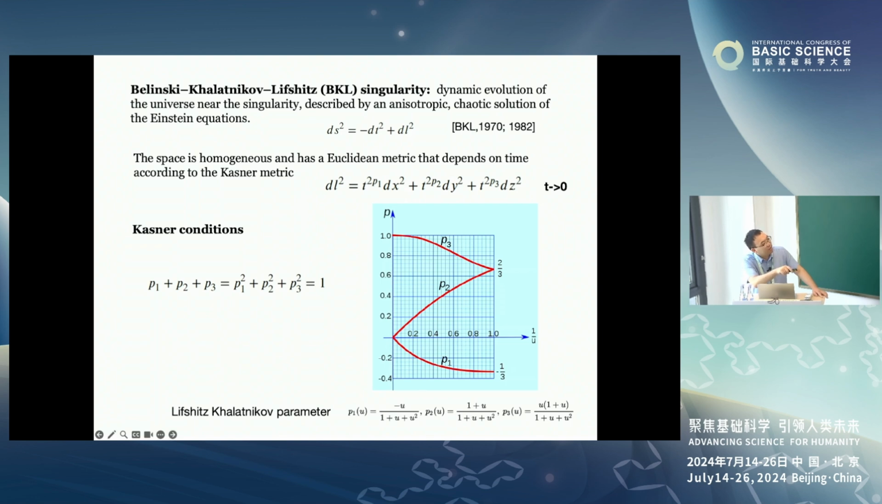And these components p1, p2, p3 satisfy this kind of condition. They call it the Kasner condition. You can see that for the vacuum Einstein equation, at least one of the values is negative. So that means one direction will shrink and the others will expand. And these components will change chaotically. So it's very complicated behavior, even for the vacuum Einstein equation.